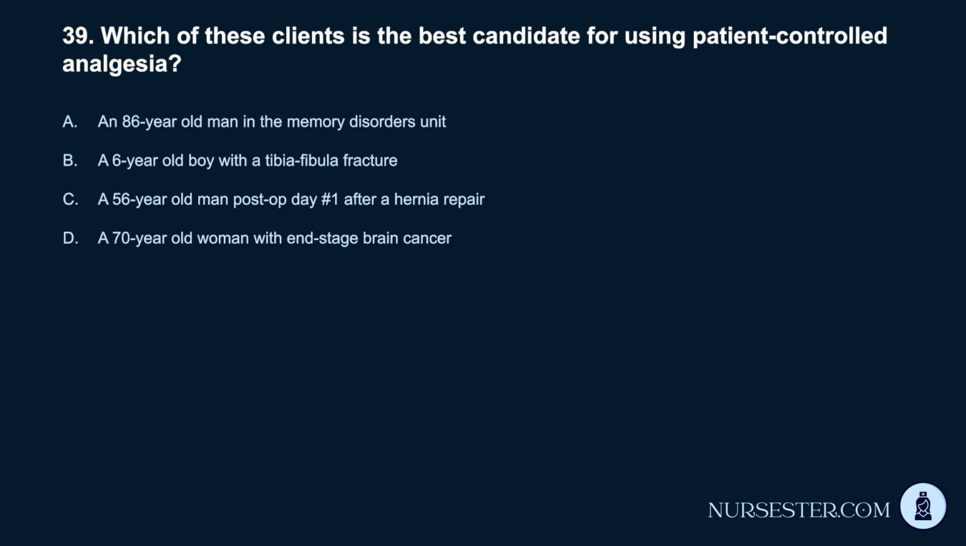39. Which of these clients is the best candidate for using patient-controlled analgesia? A. An 86-year-old man in the memory disorders unit. B. A 6-year-old boy with a tibia fibula fracture. C. A 56-year-old man post-op day number 1 after a hernia repair. D. A 70-year-old woman with end-stage brain cancer. Correct answer: C. A 56-year-old man post-op day number 1 after a hernia repair.